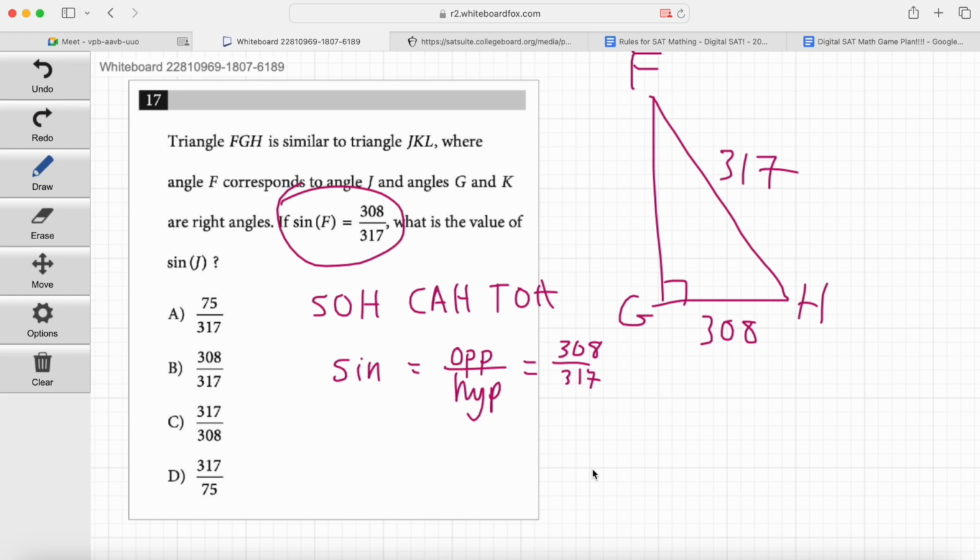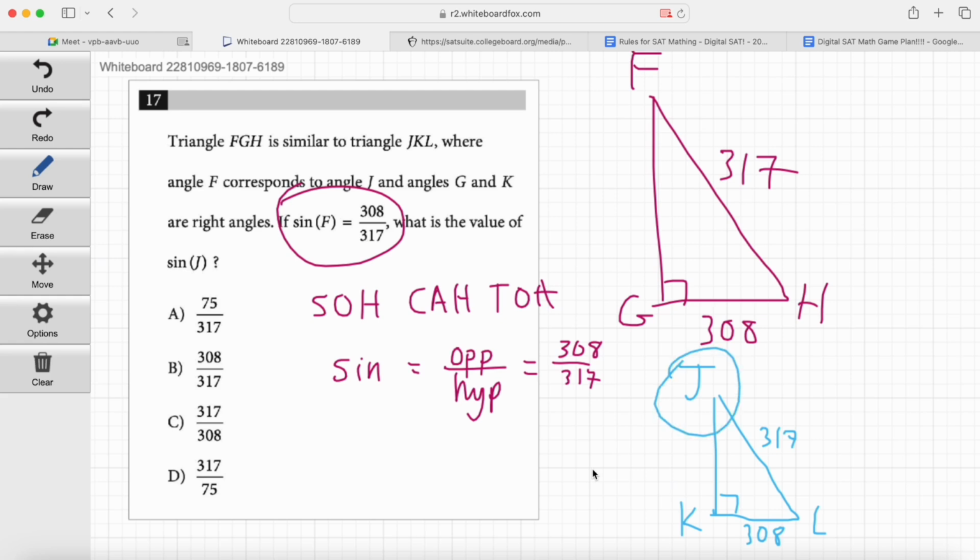So we could draw the other triangle. Technically, we don't need to, but I'm going to here. I'll show you why we don't need to in just a minute. So F, G, H. So we go J, K, L. That's all lining up. And we give it the same values, 317, 308. Does that all make sense? We're trying to find the sine of J, which is this guy right here.